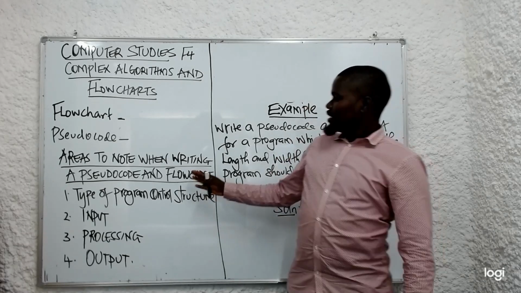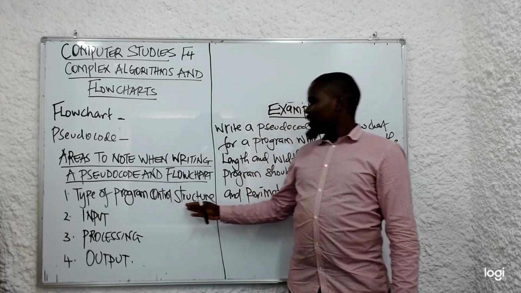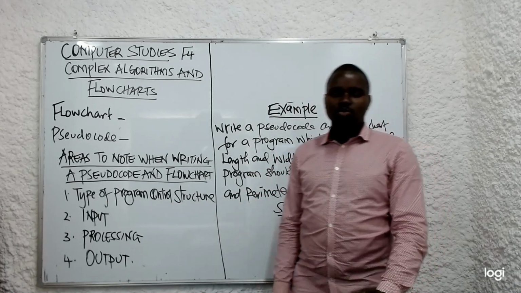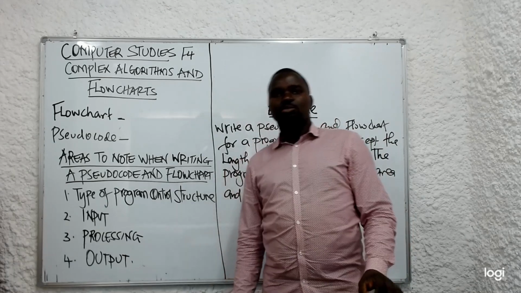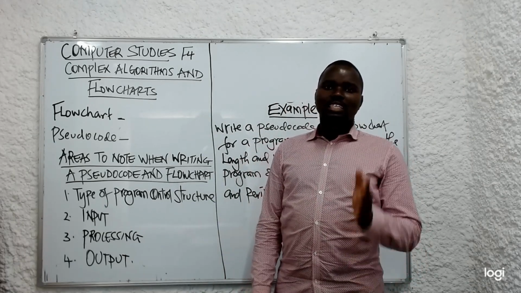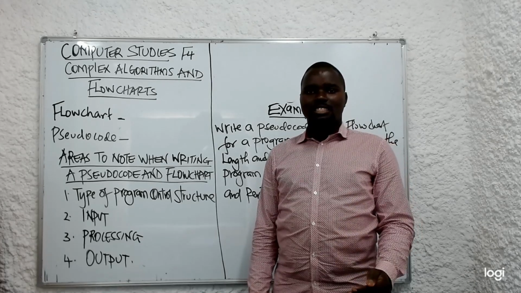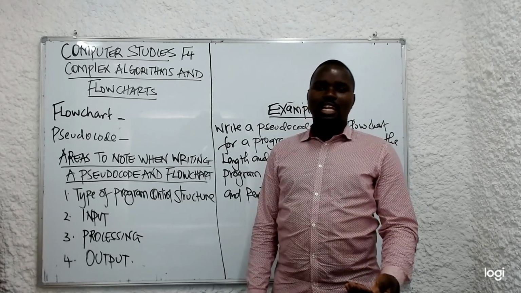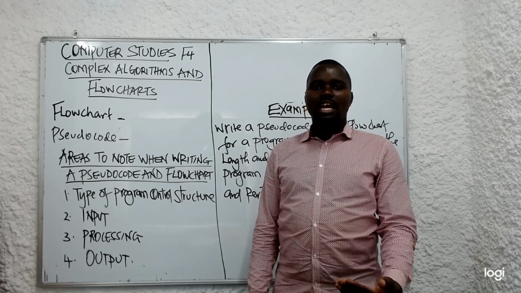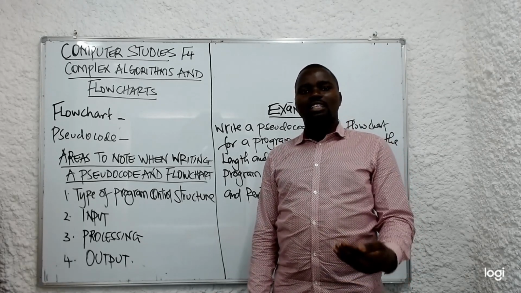So number 1, you need to know the type of program control structure. Remember in our last discussion, we talked about the different types of program control structures. We talked about the sequence, selection, and iteration. And for selection, we have 4 of them. We have if then else, nested if, and the case construct.